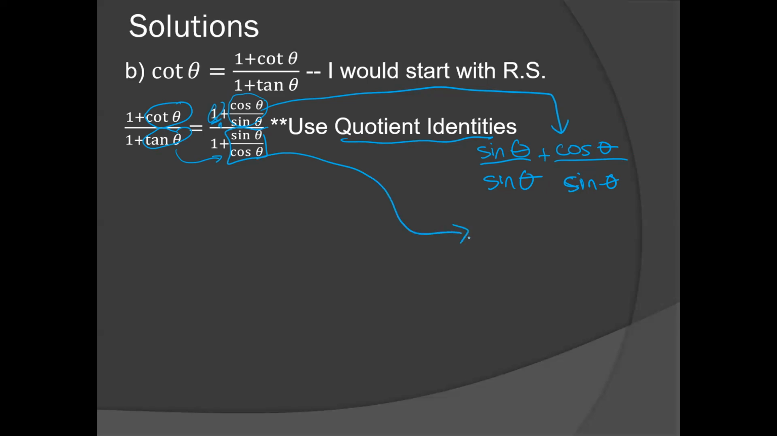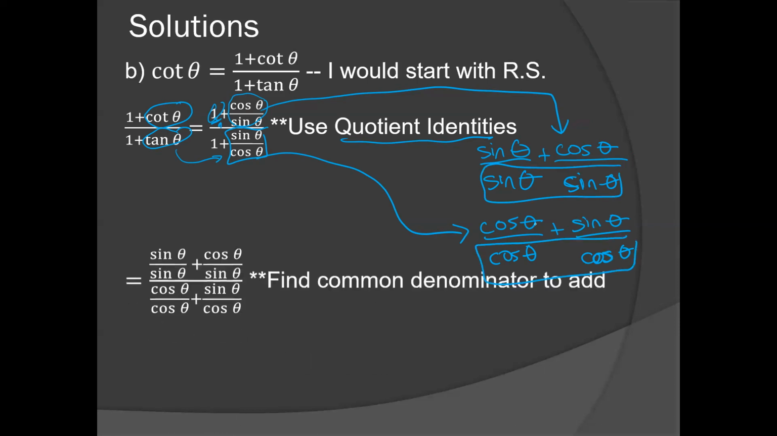And I'm going to do the same thing here. So I'm going to rewrite 1 as cos theta over cos theta. And again, we know that we're allowed to do that because that's equal to 1. And then I'm going to be adding sine theta over cos theta. And again, all I'm doing is finding a common denominator here. So now that I have a common denominator, again, what am I allowed to do? I'm allowed to add the numerators there, right?